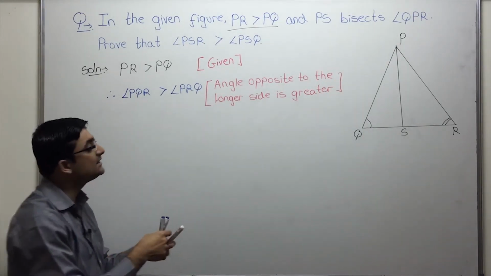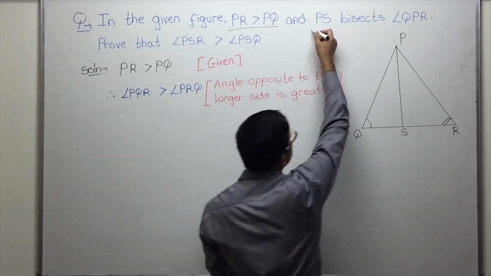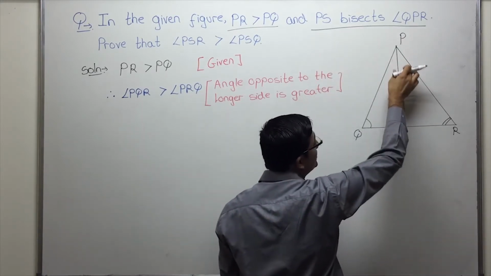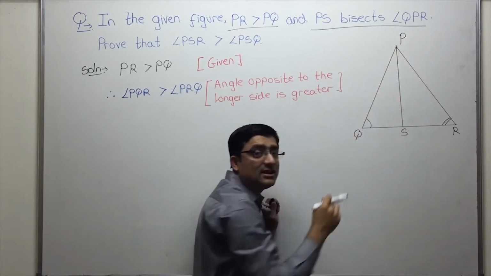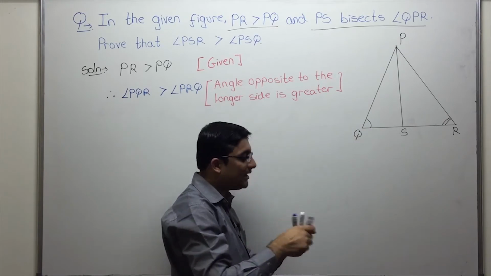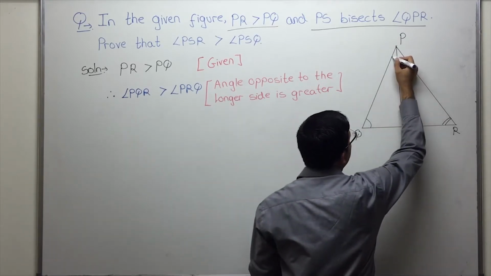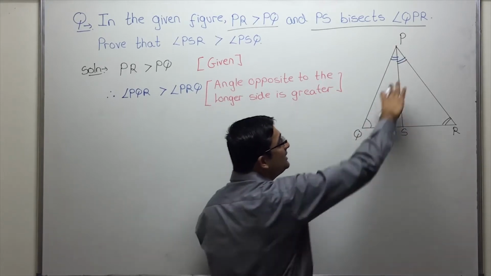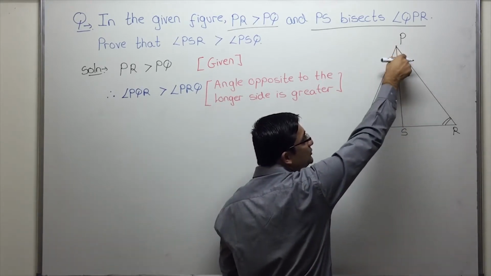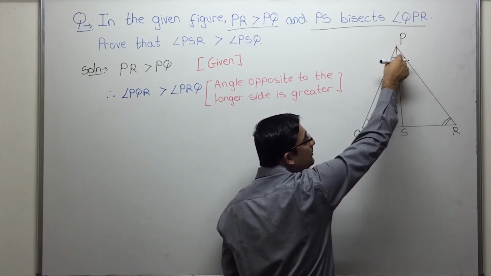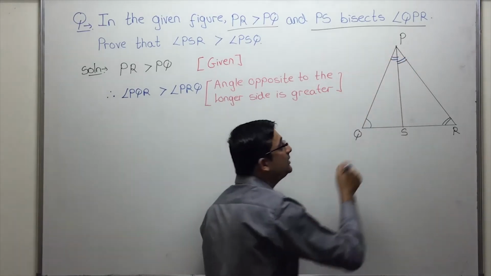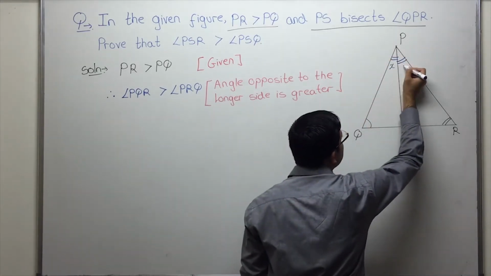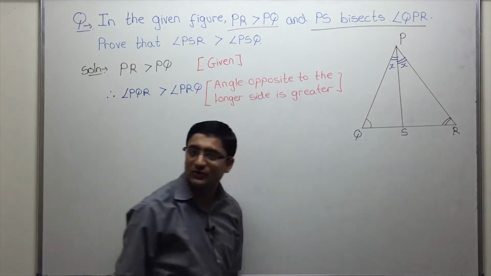Next, what is the next thing given to us? The next thing given to us is PS bisects this angle. So whenever PS bisects an angle, that means it divides it in two equal parts. That means this angle over here is equal to this angle over here. I repeat, PS is bisecting this angle, so it is dividing this entire angle in two equal parts. So both these angles are equal. So let's say if this angle over here is X, this over here is also X, right?